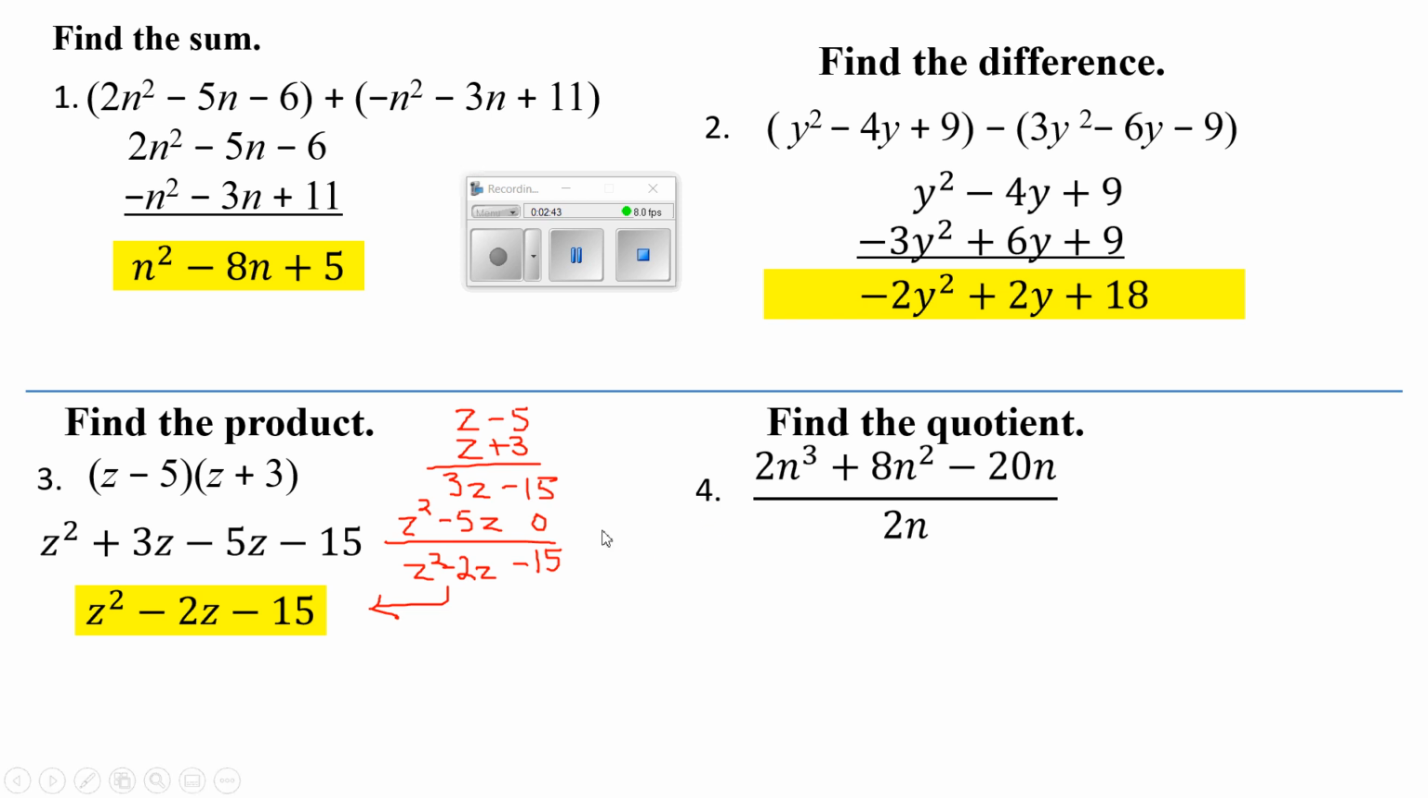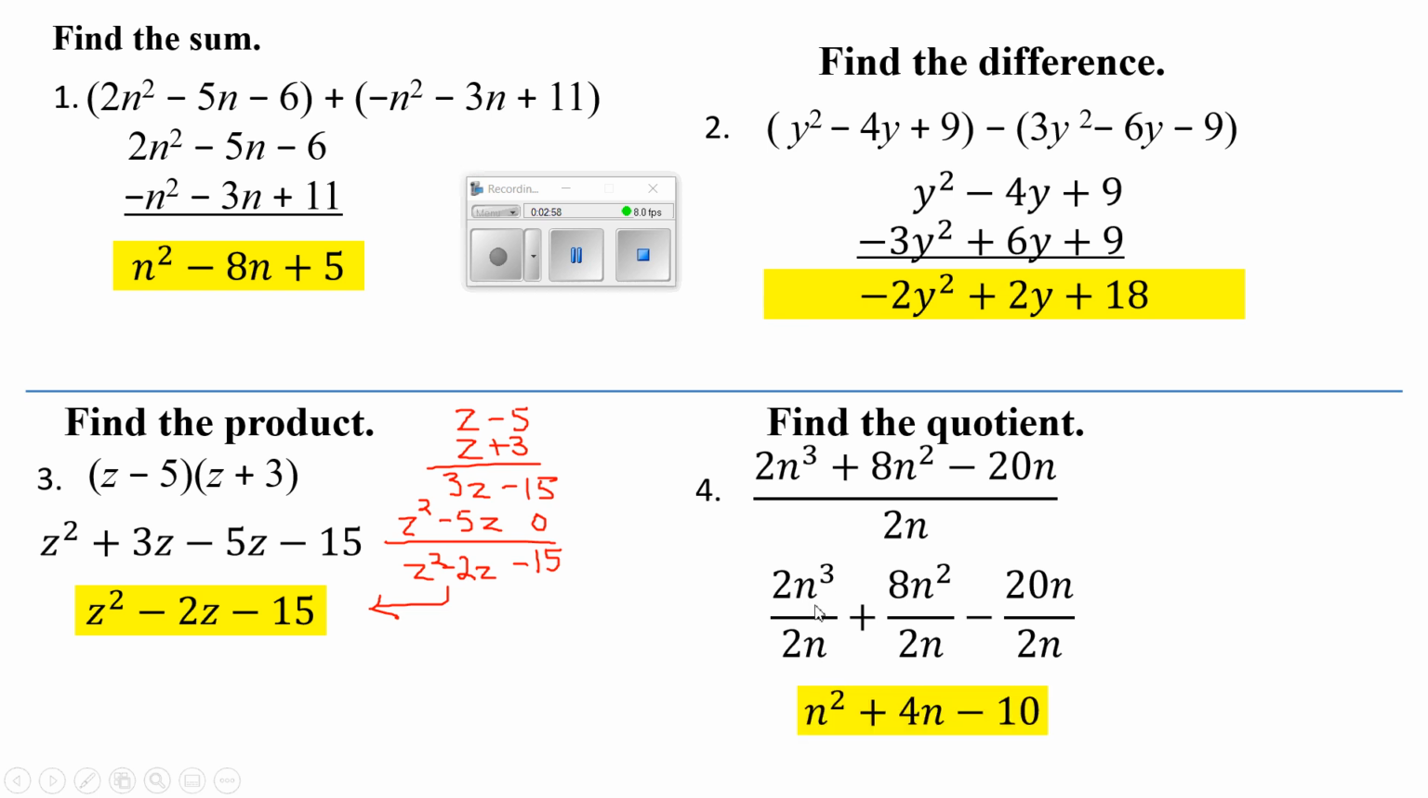All right, number 4 is a division problem. So we're going to remember that this 2n goes in every one of these. So 2n to the third power divided by 2n. Well, 2 divided by 2 is 1. And then n to the third power divided by n to the first power is n to the second power. Then we're adding here. 8 divided by 2 is 4. And then n to the second power divided by n to the first power is n to the first power. Then the negative sign comes down. 20 divided by 2 is 10. N divided by n is 1, so we just don't put anything there. Our answer is n squared plus 4n minus 10.